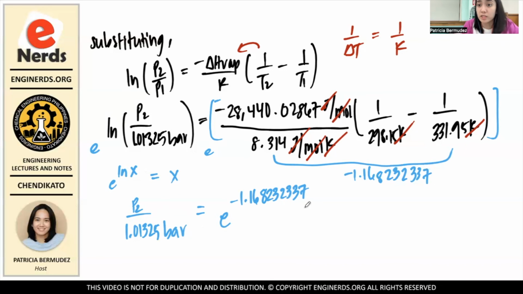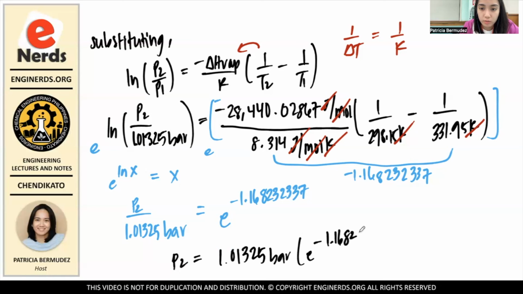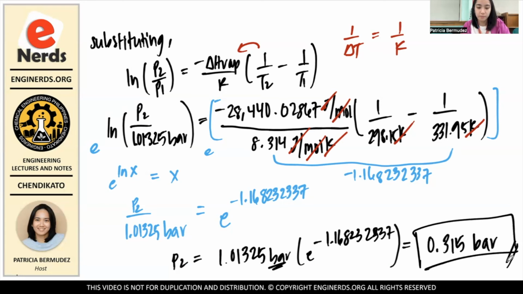If it is division here, it becomes multiplication when transposed to the other side. So P2 is equivalent to 1.01325 bar times E raised to negative 1.168232337, and the remaining unit is bar, so that is our unit for P2. Calculating, we have 0.315 bar. And that is our answer for the problem. So we have found the pressure that is being asked for in the problem.